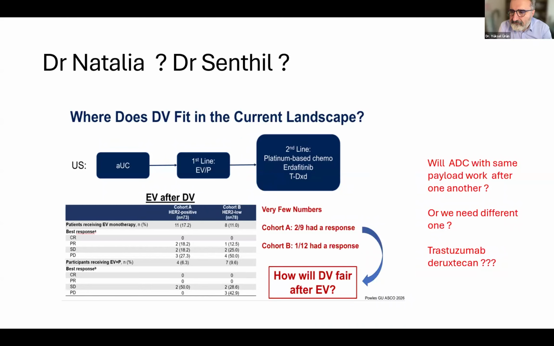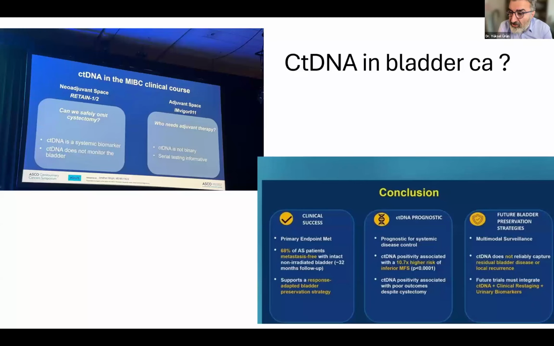Again, we'll have too many options, too much confusion. So probably after 6 months, we'll be talking about even another option, whether to give EV Pembro or DV Pembro. In our center, we have a DV Pembro trial still ongoing, and we recruit patients. There is some data about EVP in HER2 positive diseases, and it seems EVP is not as good in HER2 positive diseases.